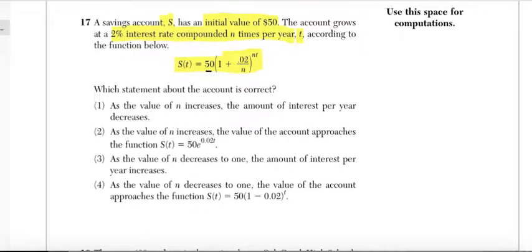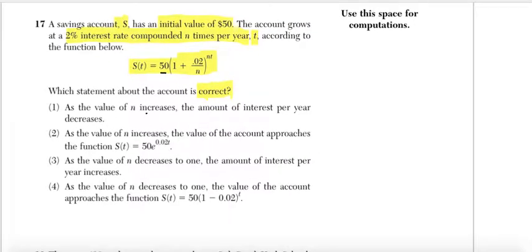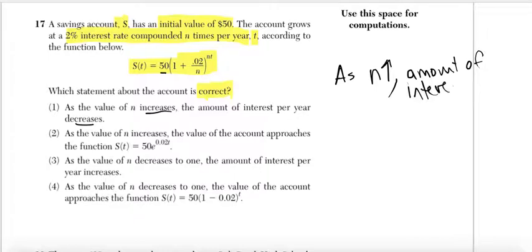So which statement about the account is correct, where S of t is the value in dollars? So let's look at this quickly first. As the value of n increases, the amount of interest per year decreases. You could use your table to see how this goes, but if you understand compound interest, guys, as n increases, the amount of interest you actually gain per year, that's called the effective interest rate, also increases. All right, so this is not true.